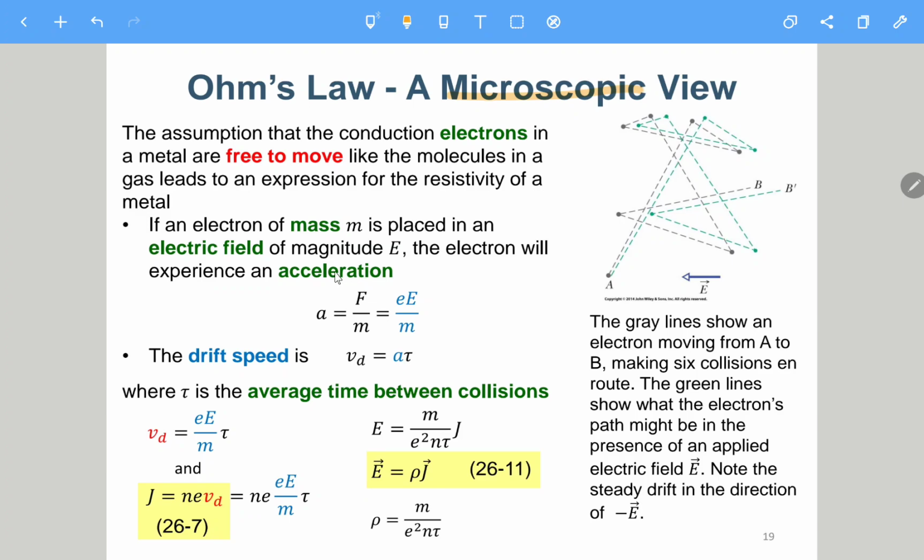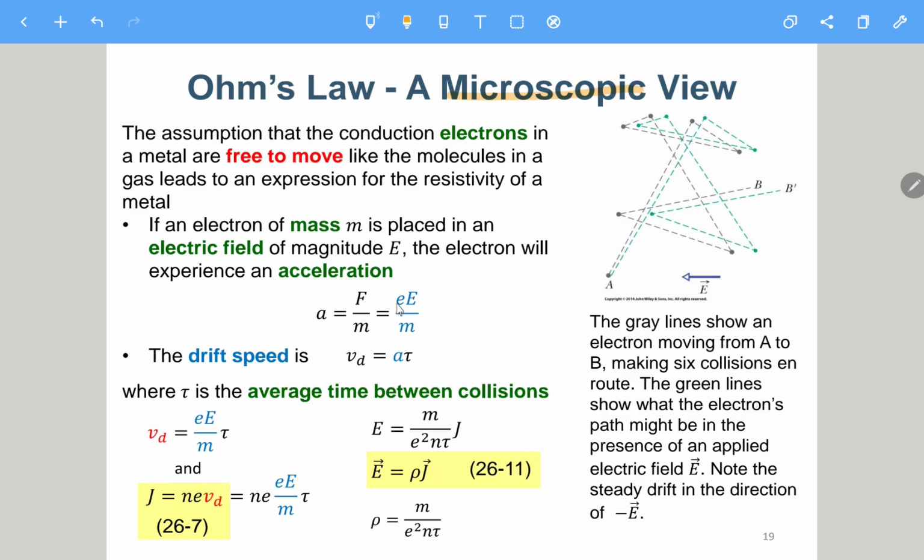Okay, but actually, as there is a force acting on, say, an electron, there will be an acceleration due to Newton's second law of motion. F equals ma. So F is actually q times E, where q is the charge of the electron.